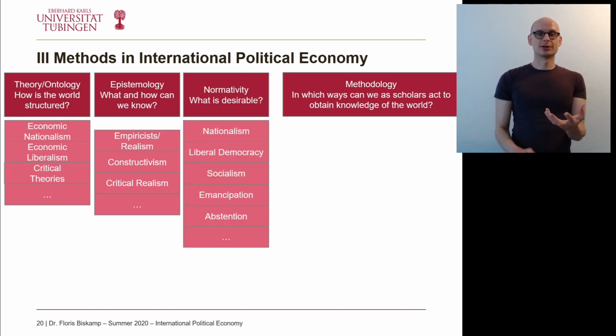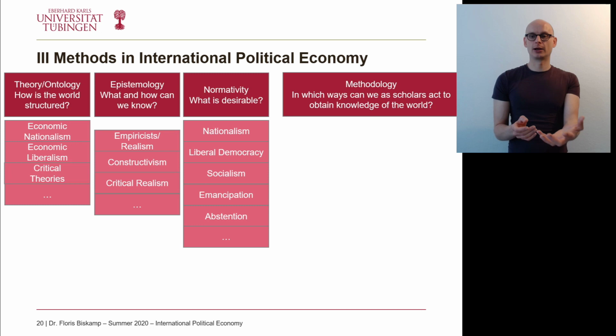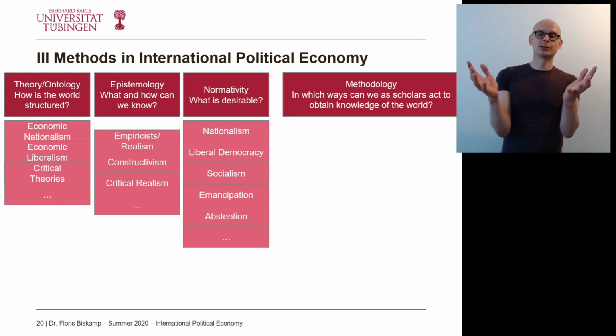The third dimension is normativity. Here we ask the question, what is desirable? Here you can, for example, be a nationalist and say the best world is one in which my state is the strongest. You can be a liberal democrat, you can be a socialist, you can say, well, I'm all for emancipation, meaning that everyone should liberate themselves.